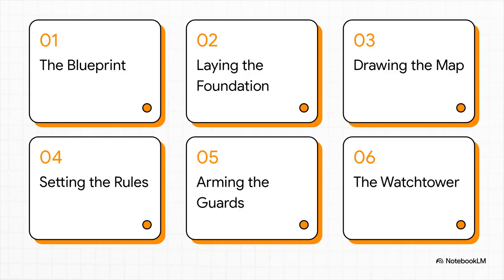So here's our game plan. First, we'll look at the blueprint to get what we're working with. Then we'll lay the foundation with the initial setup. After that, it's all about drawing the map of our network with zones, setting the rules with policies, arming the guards with some really cool next-gen features, and finally, climbing the watchtower to see what's happening.